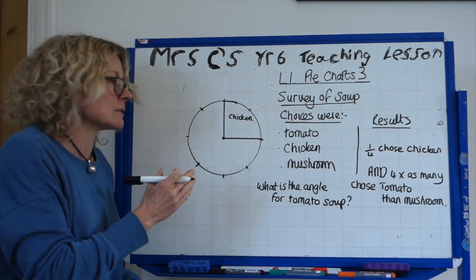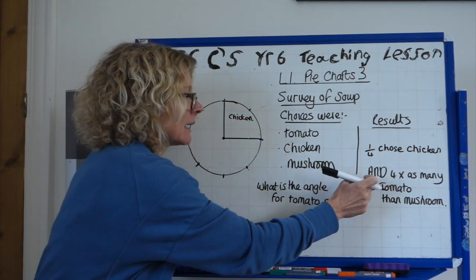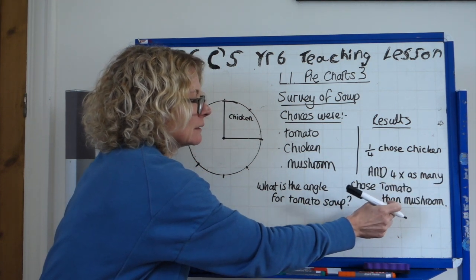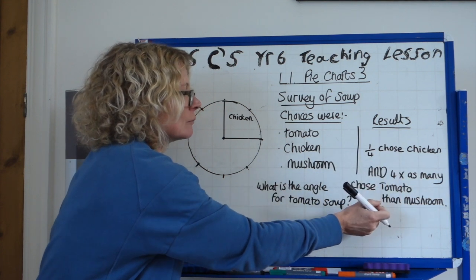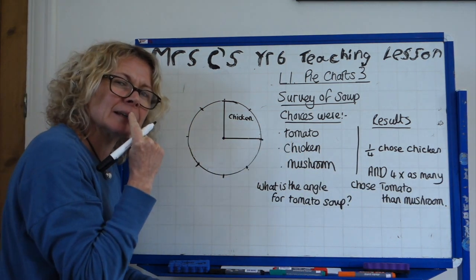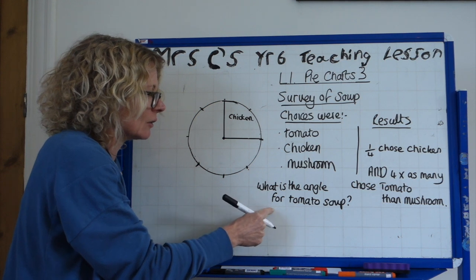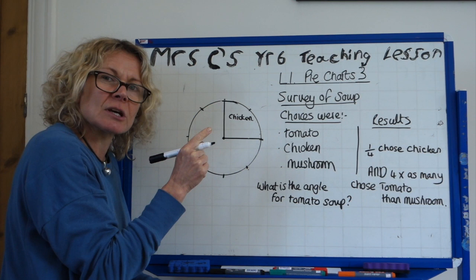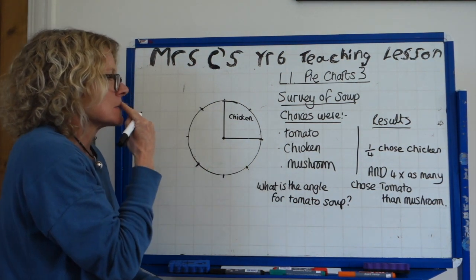So I've written that into my pie chart. The other thing we know is 4 times as many chose tomato than mushroom. So 4 times as many chose tomato over mushroom. Let's have a think about that. That is quite tricky, isn't it? Because what it's asking us to do is find the angle that we would write on here to show the tomato sector of this pie chart.